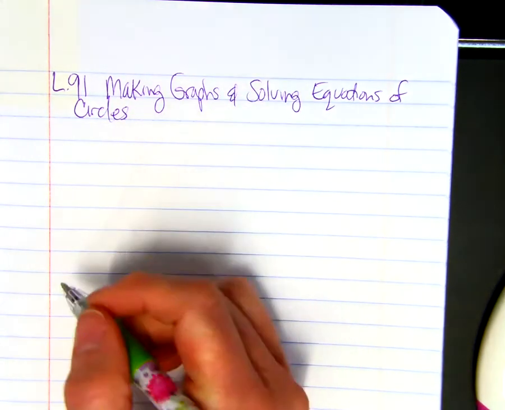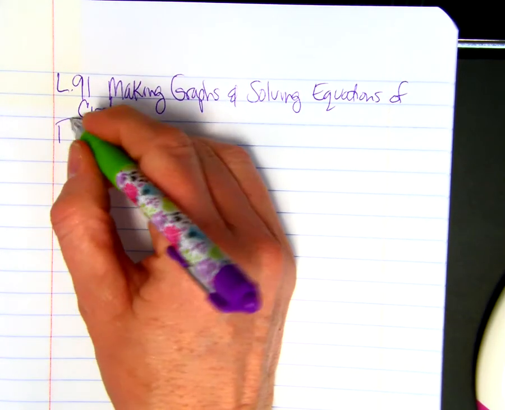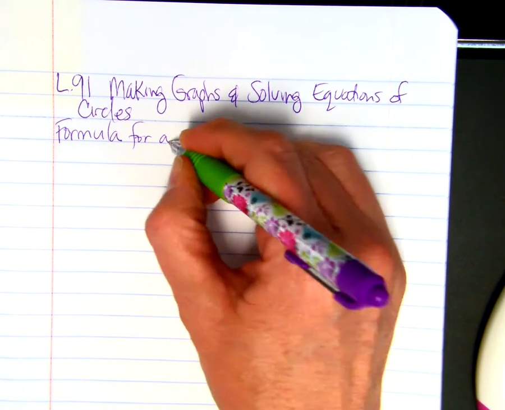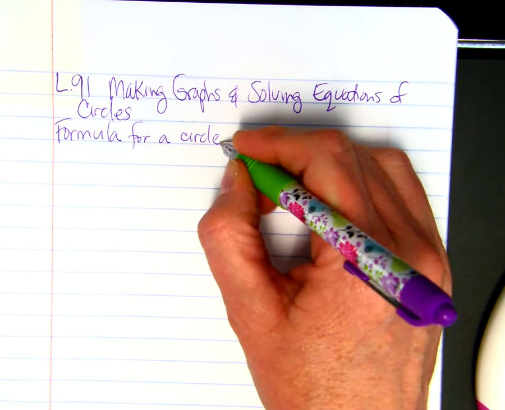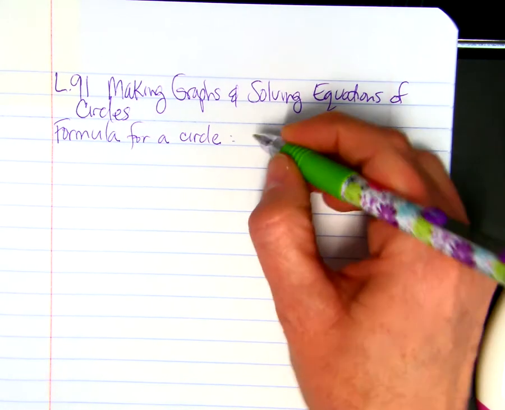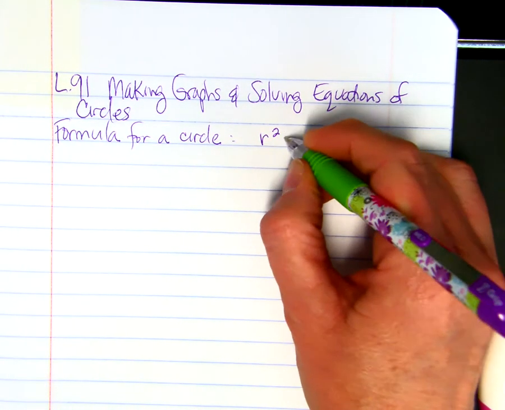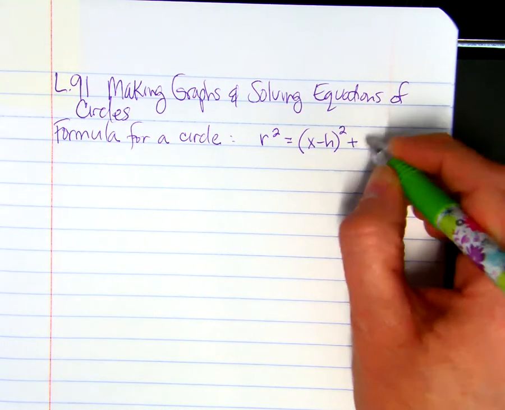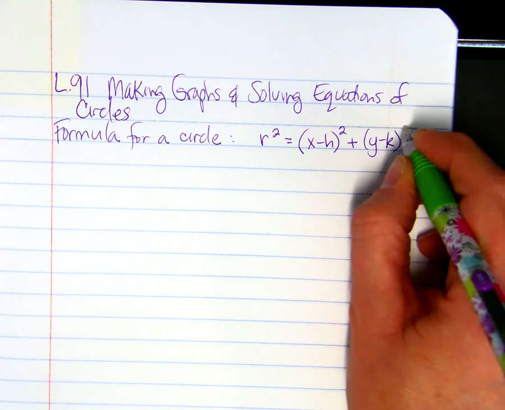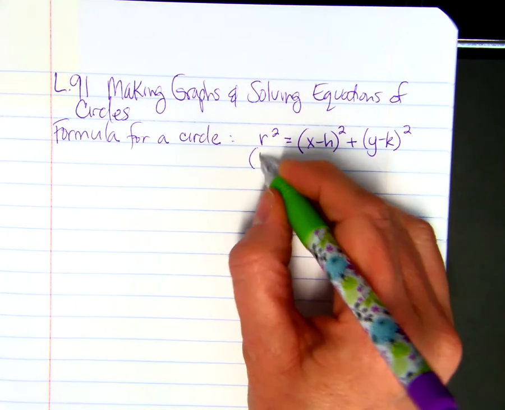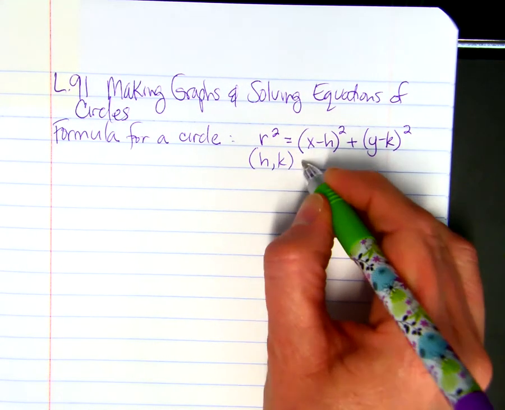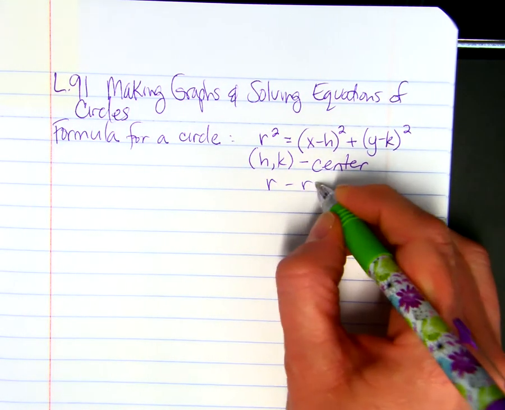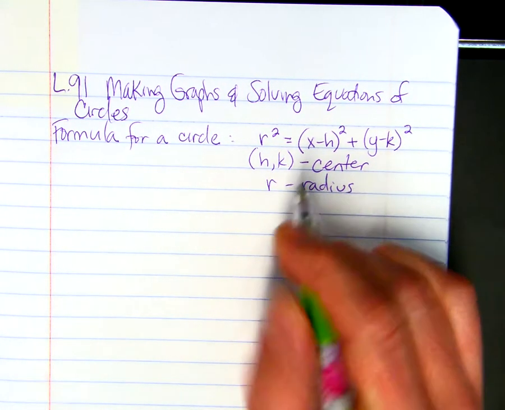Alrighty then. So the formula of a circle, which you learned last year, but I don't know if you remember. You take the radius squared is equal to x minus h quantity squared plus y minus k quantity squared. And h, k is the center of the circle. That's where you're going to find the center. And r would be the radius of the circle.